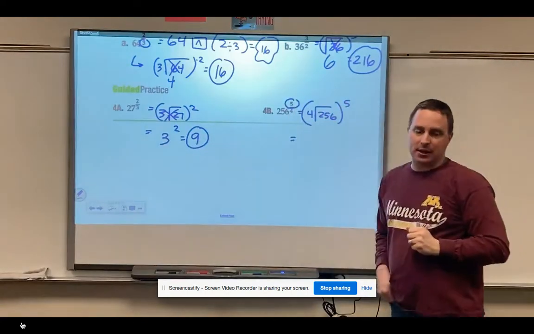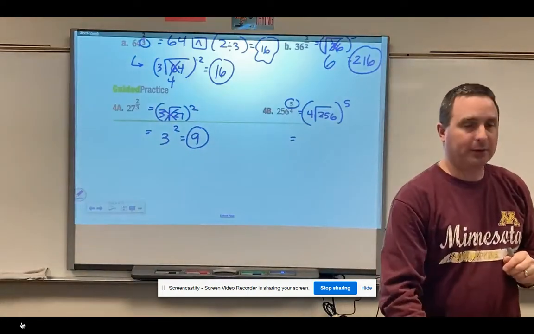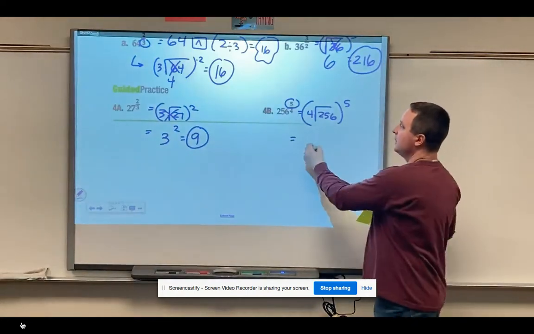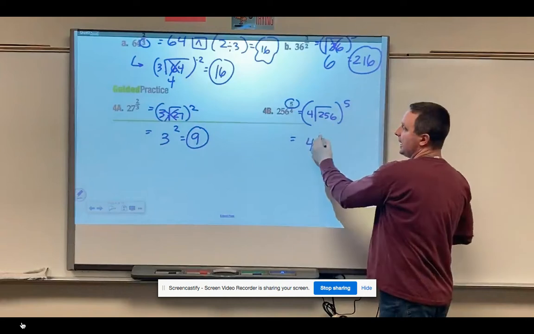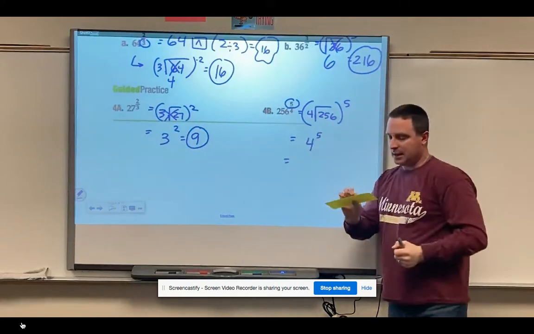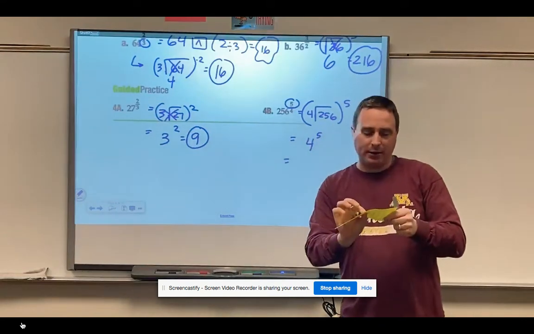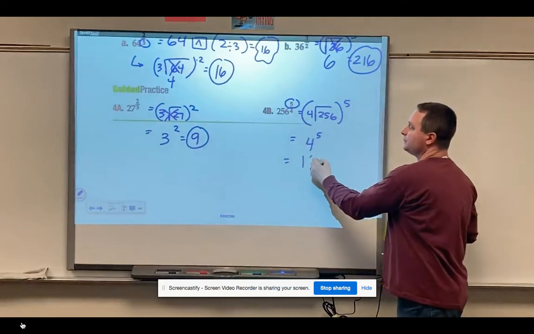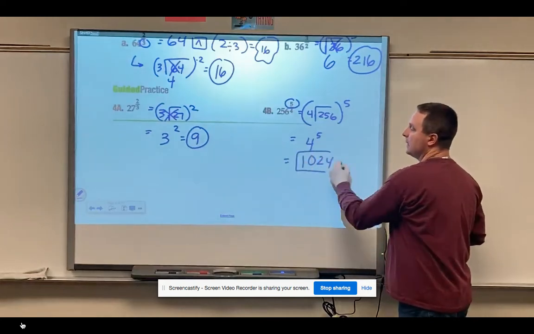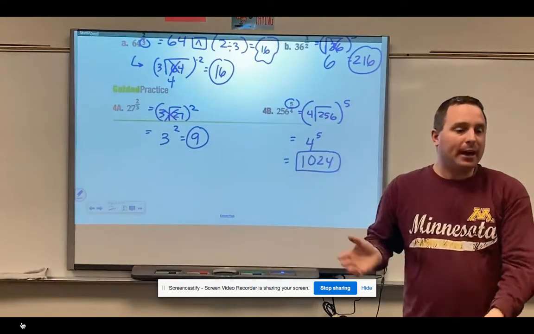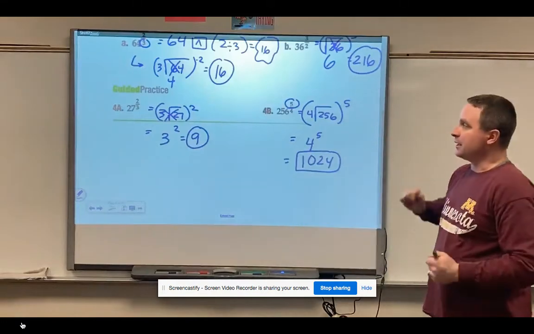Okay, this one, I'm talking about the 4th root of 256 raised to the 5th power. Now, this one's a little bit bigger number. If I look at the 4th root of 256 on my sheet, it's a 4. And I have 4 to the 5th power. And if I do 4 to the 5th power and I look at my sheet, it would tell me 1,024.